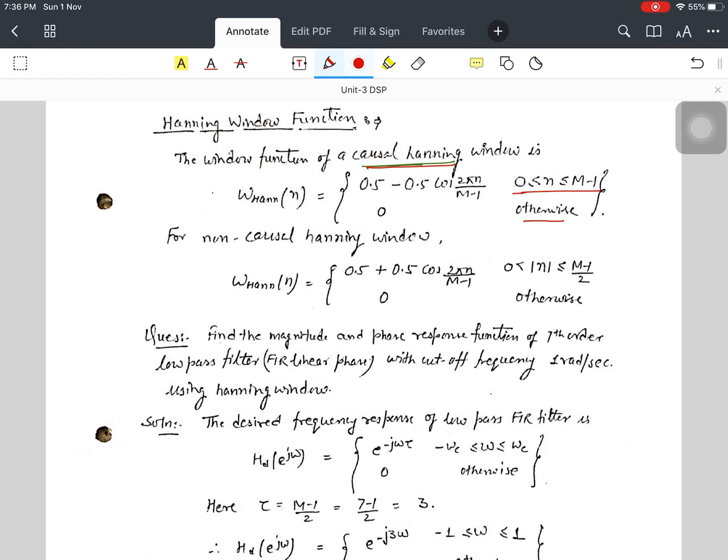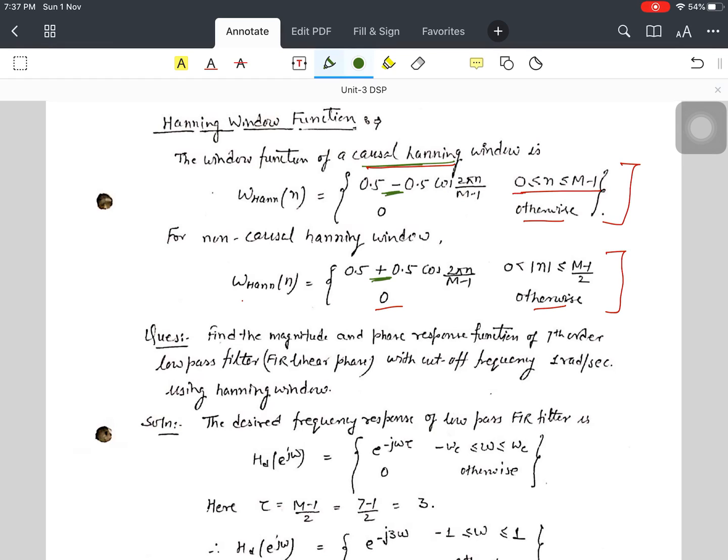For the non-causal Hanning window function, we have w_Han(n) = 0.5 + 0.5 cos(2πn/(M-1)), where n lies from 0 to (M-1)/2, otherwise the function is 0. So, between causal and non-causal, only the sign changes. You can check here: for causal it is minus and for non-causal it is positive.